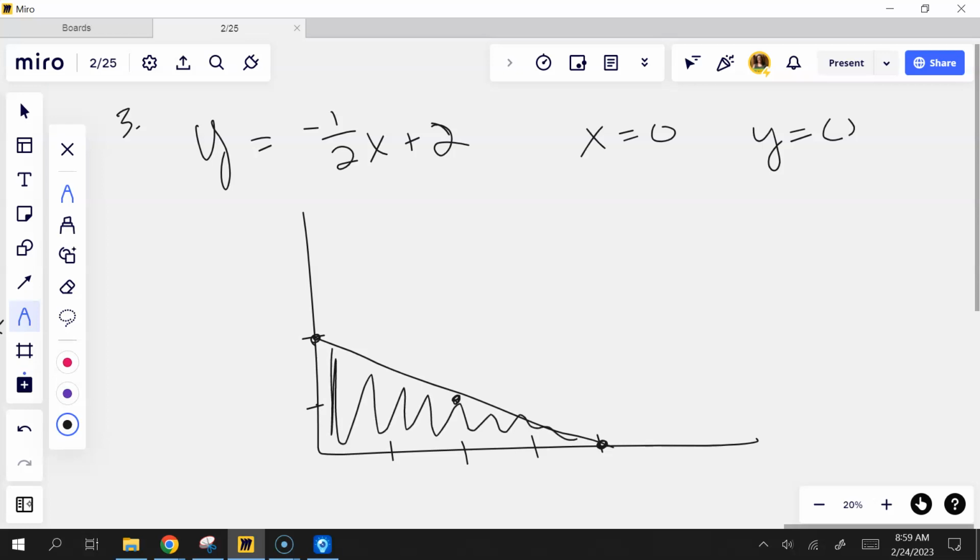Here's my shape. This is y equals negative 1/2 x plus 2, and since it tells me that I'm revolving about the y-axis, I am going to go ahead and solve this for x as well. Subtract 2, multiply by negative 2, so I'll get x equals negative 2 times y minus 2.